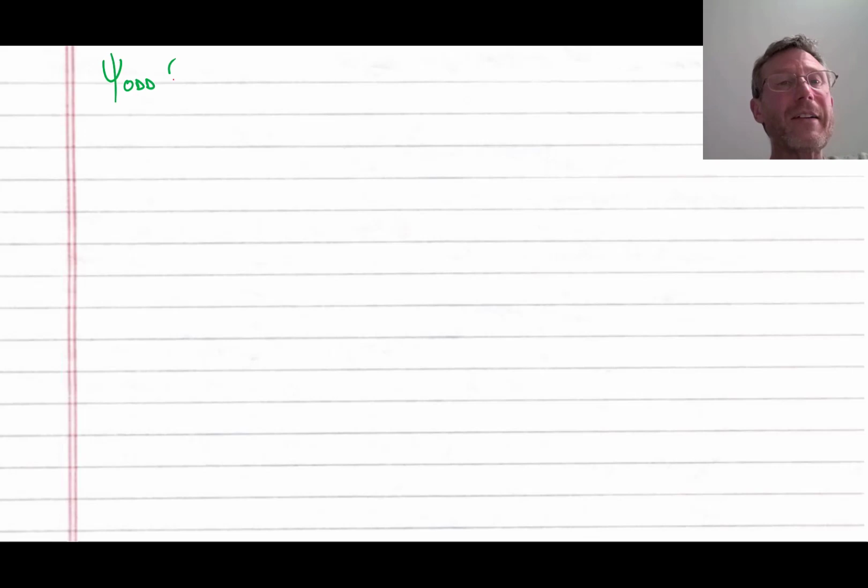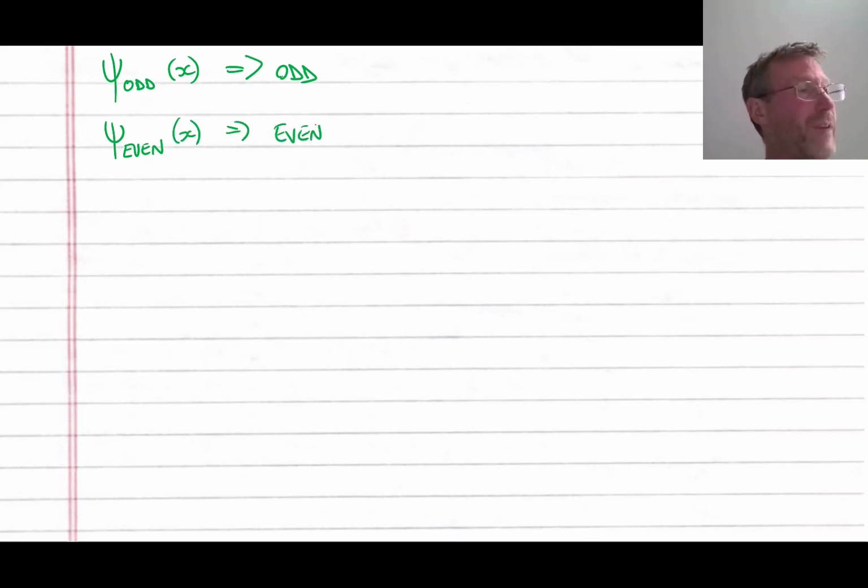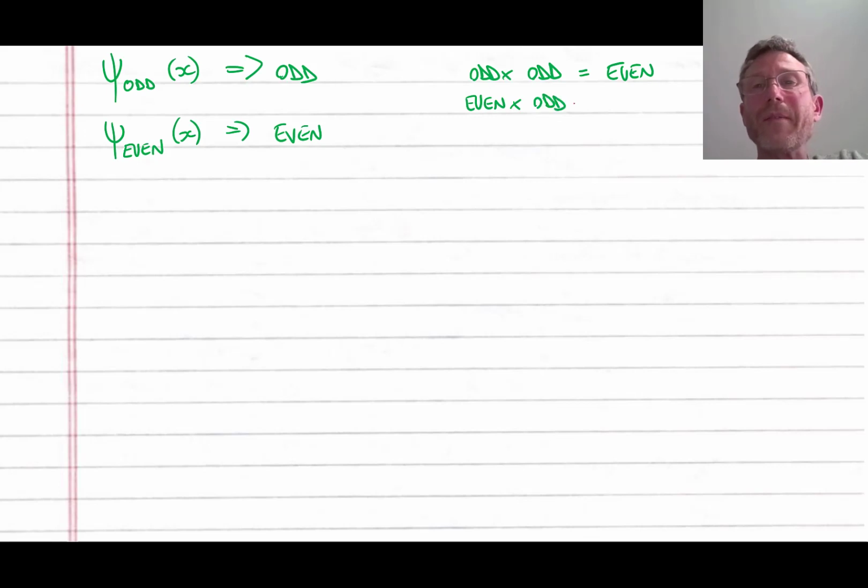So how do I write that down? Psi odd of x: when v is odd, we're going to get an odd function. When v is even, we get an even wave function of x. As I've mentioned, odd times odd is equal to even, and even times odd is equal to odd. And if we integrate over an odd function, that ends up being equal to 0.